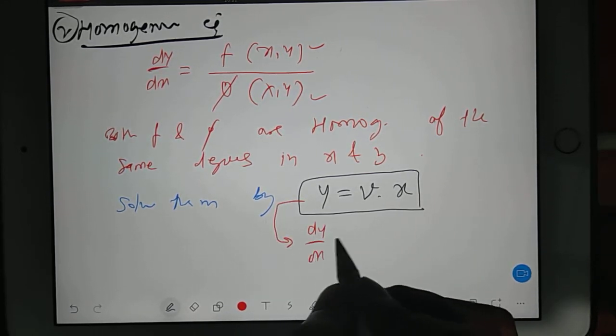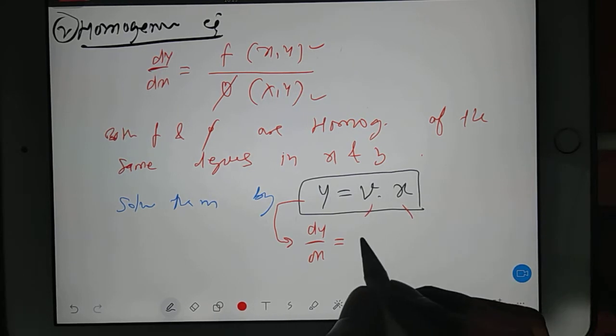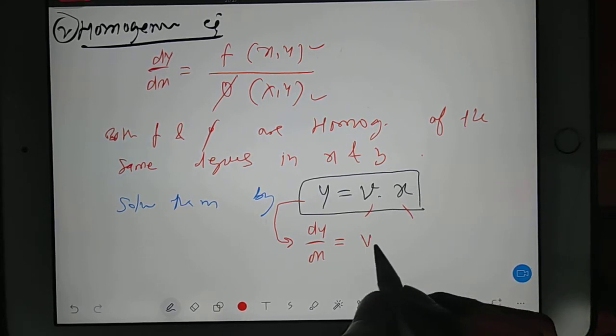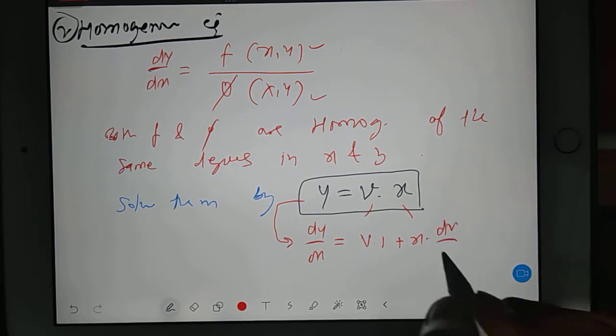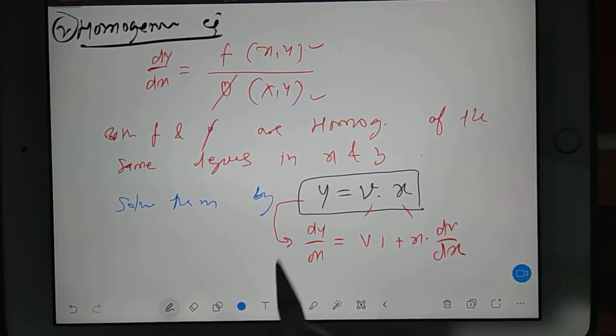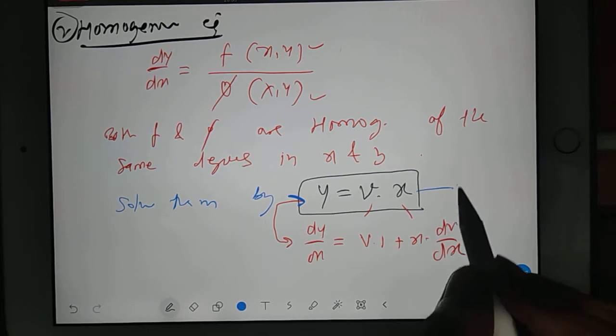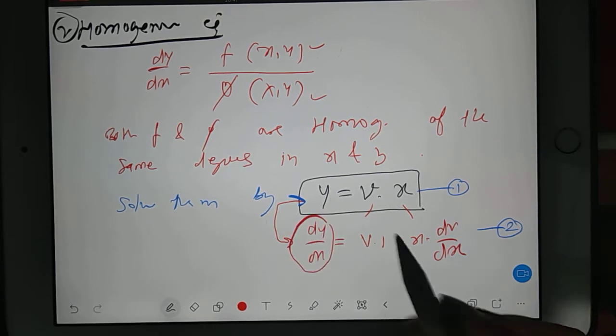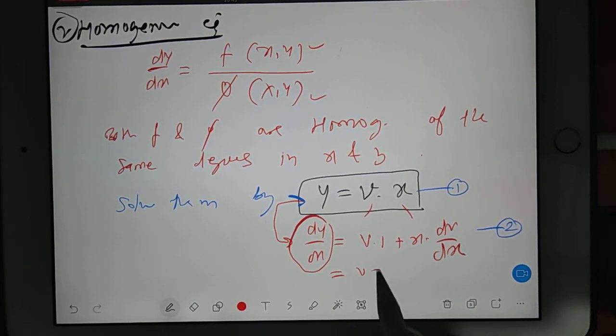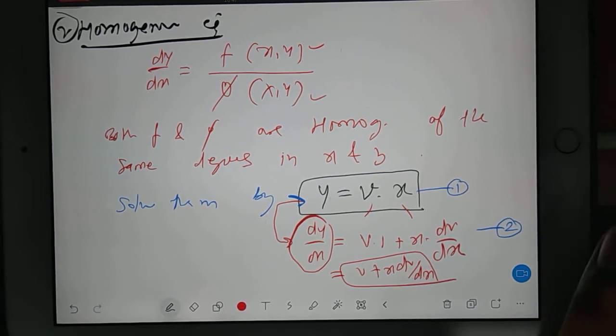So dy by dx will be, by the product rule, first function into differentiation of second function plus second function into differentiation of first function. So two changes you have to make in the question. This will be your first change, this will be your second change. I will take one example, and you again remember, dy by dx directly substitute as v plus x dv by dx. Okay, we'll take one question based on this.